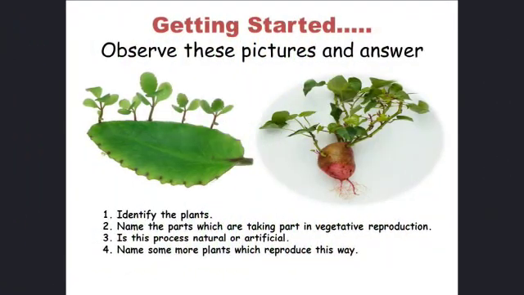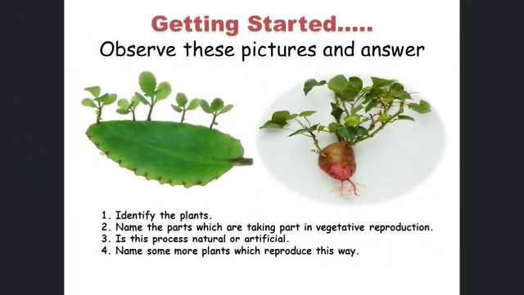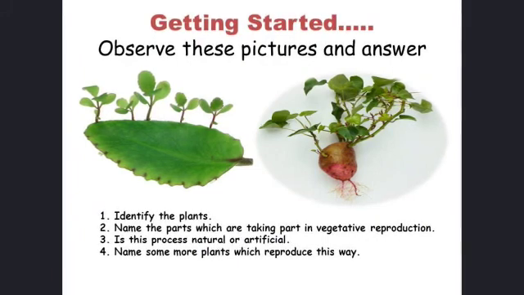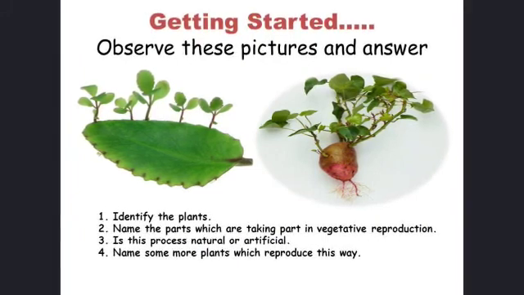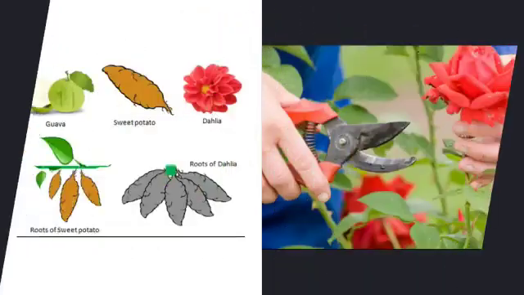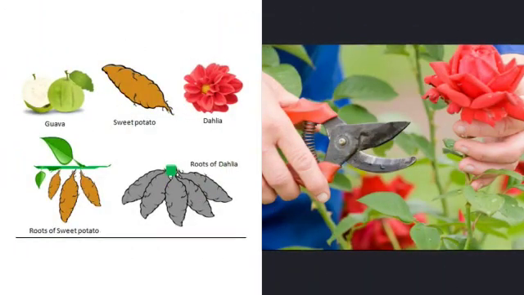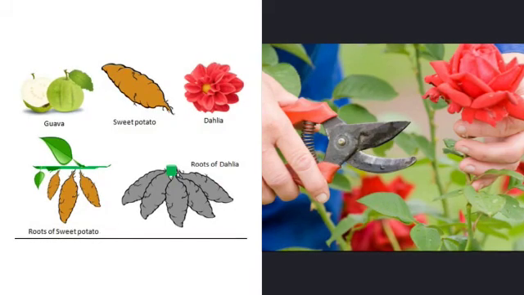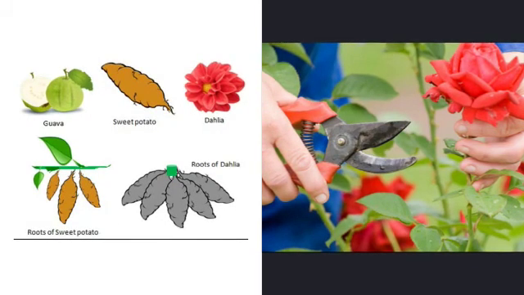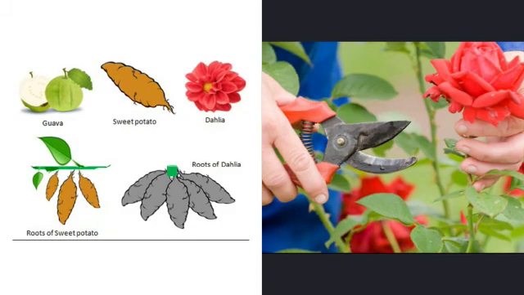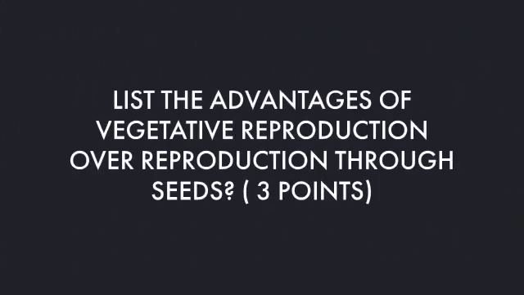So now the questioning time begins. You have to observe these pictures and answer the 4 questions mentioned below. Look at the following pictures and then answer to the question. Which method of reproduction do these plants follow? Give 3 advantages of vegetative reproduction over reproduction through seeds. I hope the topic reproduction for different parts of the plant is clear to all of you now.